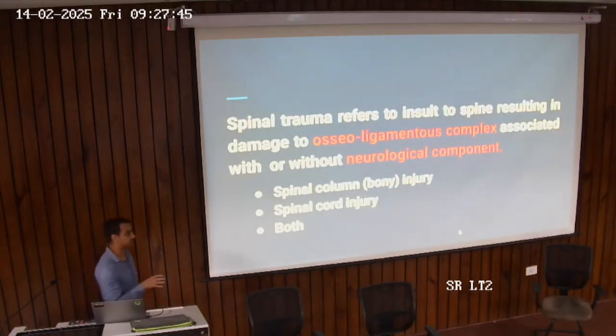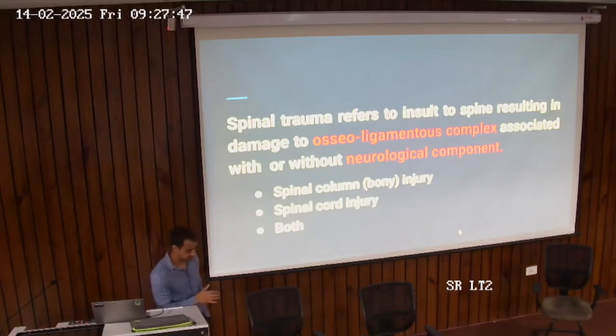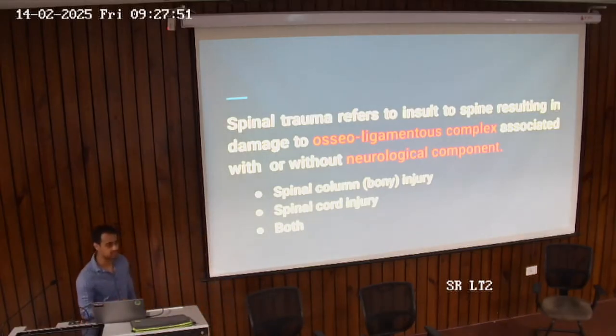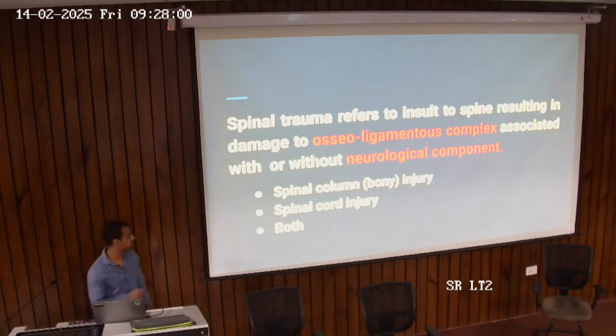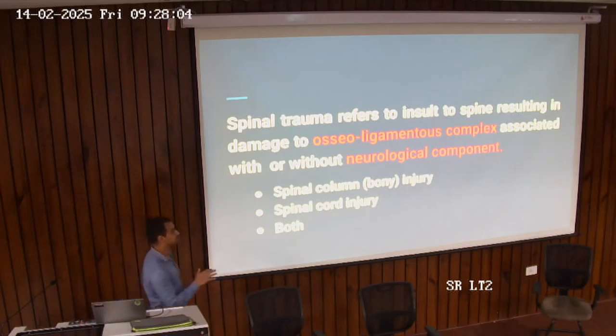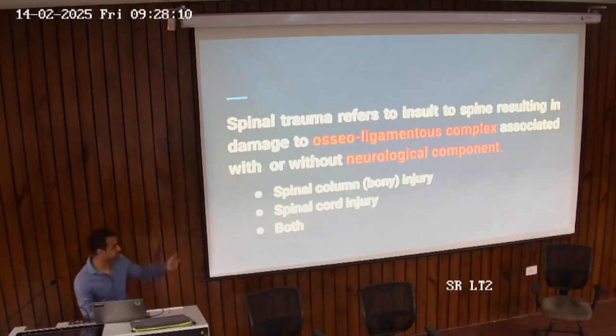So now coming finally to spinal trauma. All the structures that we studied, if any injury happens to any of those structures, it is considered spinal trauma. So it refers to insult to the spine resulting in damage to the osteoligamentous complex, associated with or without a neurological component, which means if the spinal cord is still not damaged, even then it is considered spinal trauma. So it will involve the spinal column, bony injury, spinal cord, or both.